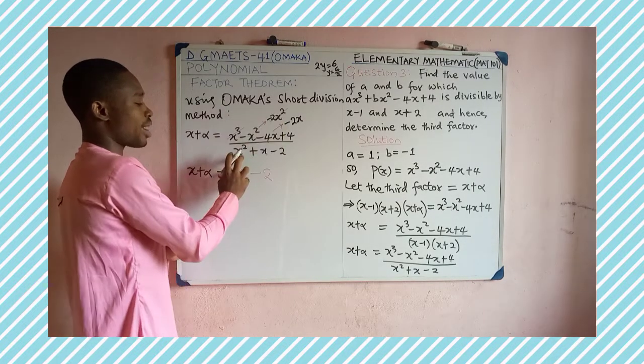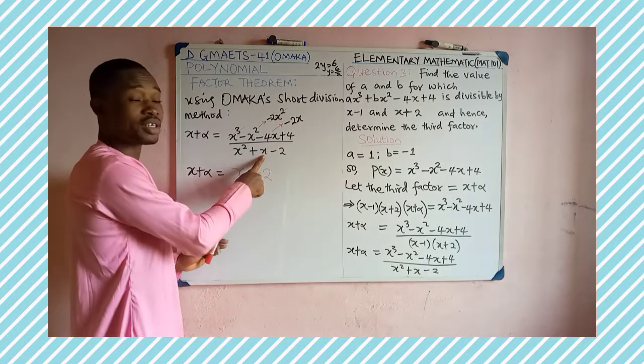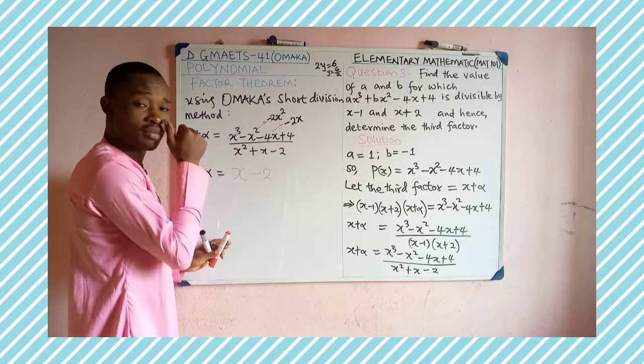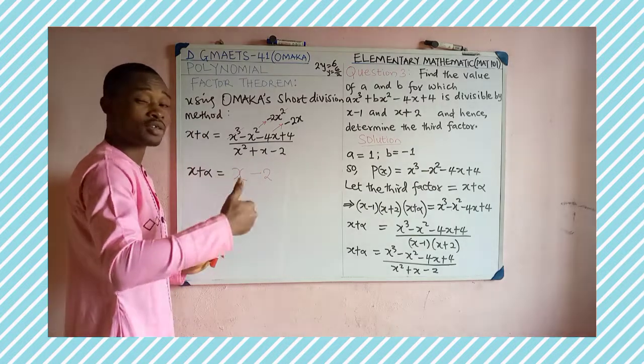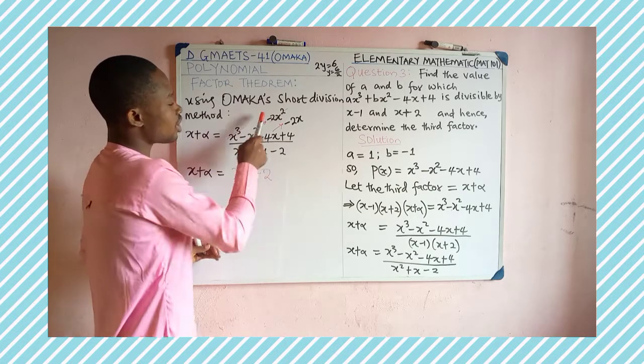Minus 2x squared divided by x squared, the result is minus 2. Use the minus 2 to multiply this plus x and change the sign. Minus 2 times plus x will give us minus 2x. Change the sign, you get plus 2x. Add it to the like term on top.